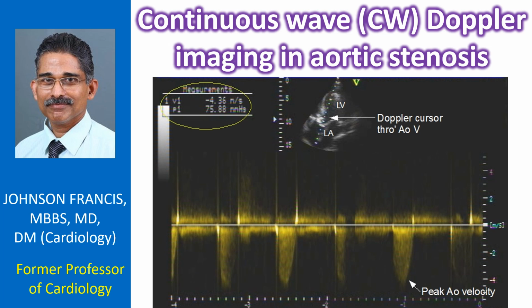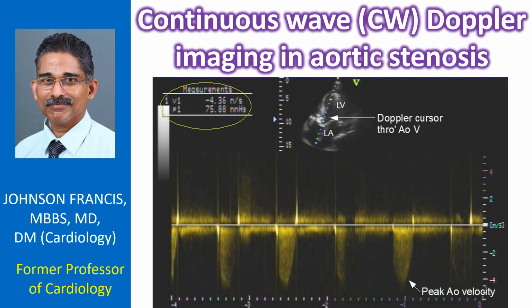Aortic stenosis produces a high velocity jet of blood across the aortic valve. This high velocity jet can be imaged well only by continuous wave Doppler imaging, as it will be well above the aliasing velocity for pulse Doppler.